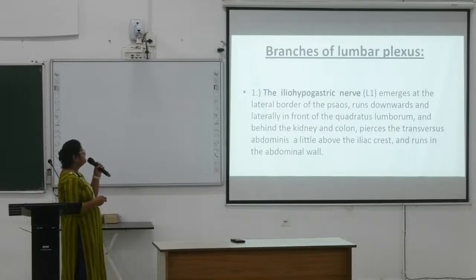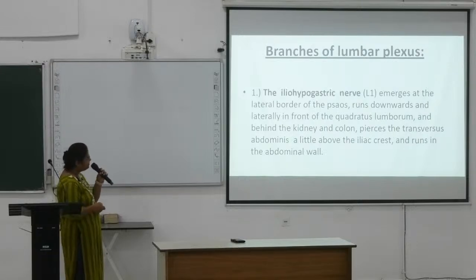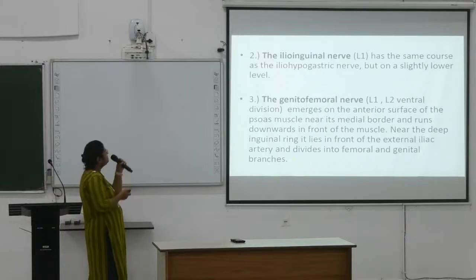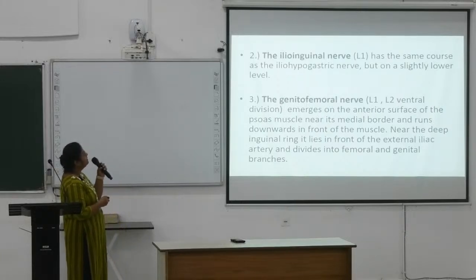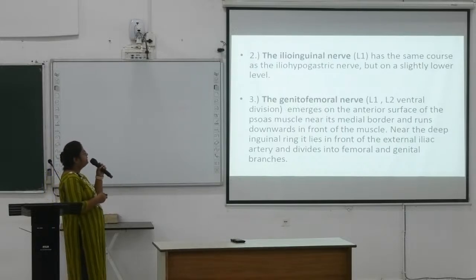So the iliohypogastric, its root value is L1. Root values are important. It emerges at the lateral border of the psoas, runs downward and laterally in front of the quadratus lumborum and behind the kidney and colon, pierces the transversus abdominis a little above the iliac crest and runs in the abdominal wall muscles. Okay. Next is the ilioinguinal nerve. It has the same course as the iliohypogastric nerve but on a slightly lower level, parallel to and below the iliohypogastric. Okay, root value is L1.